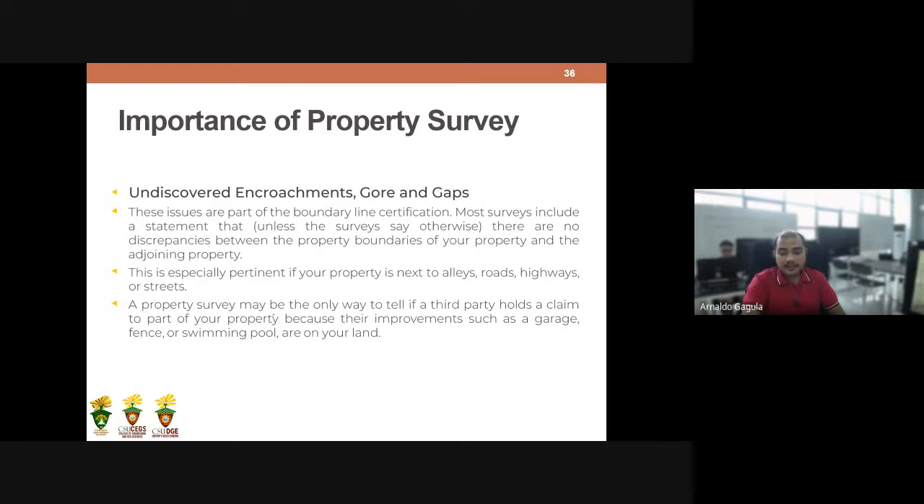A property survey may be the only way to tell if a third party holds a claim to a part of a property because their improvements, such as garage, fence, and swimming pool, are on your land. So what this means is the issue of encroachments. For example, you built a fence or constructed a structure without seeking the services of a geodetic engineer. So there is a tendency that your property or your structures may encroach on other properties, which is a big problem.